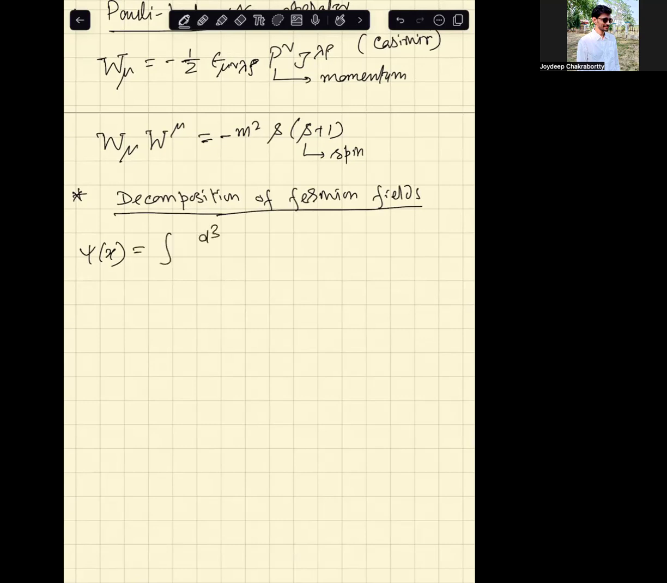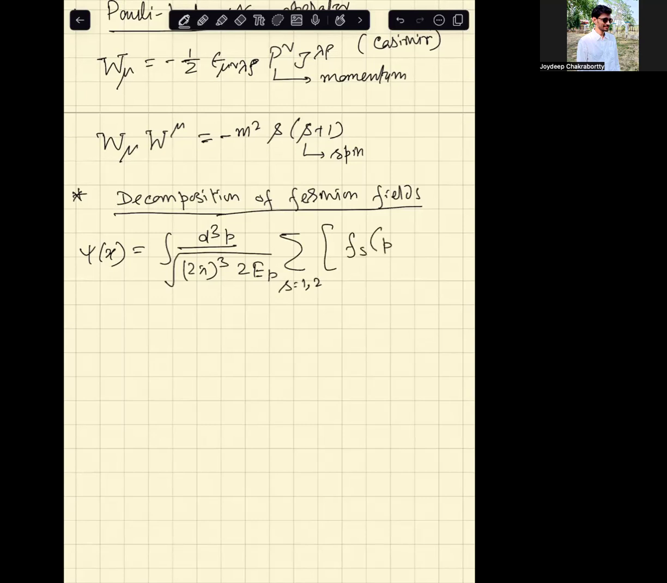It is ∫ d³p by (2π)³ 2E_p, and then a sum over spins. As we are working with spin half, we have only two polarizations. That's why s equals 1 and 2. When I'm saying s equals 1 and 2, please do not consider that the spin is 1 and 2. The spin indices are 1 and 2. One is for plus up, one is for minus, in that way.